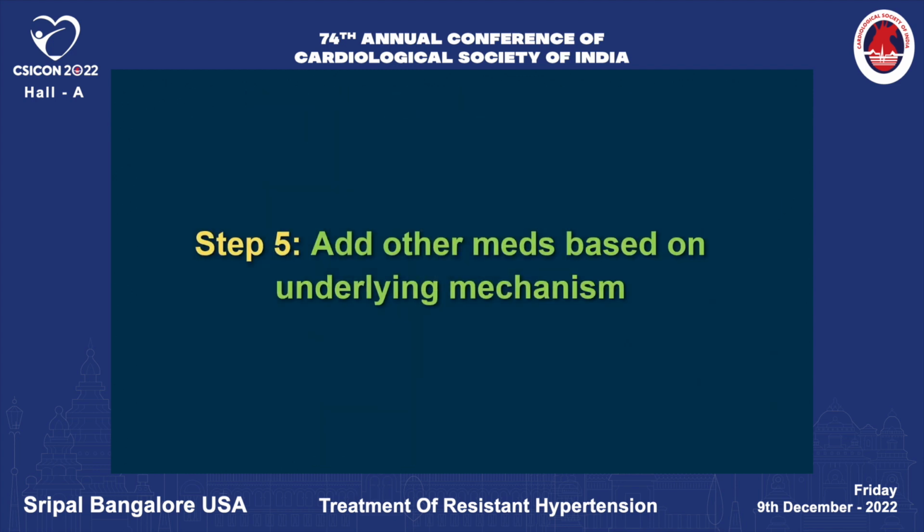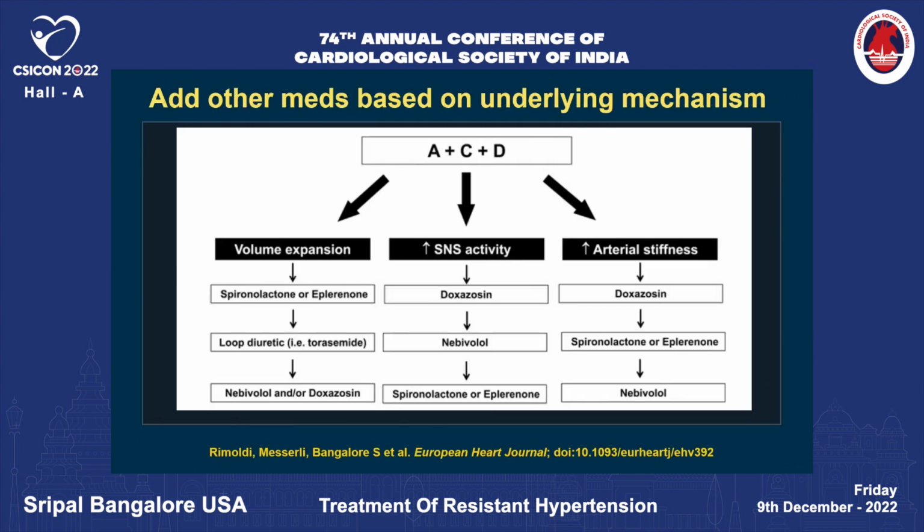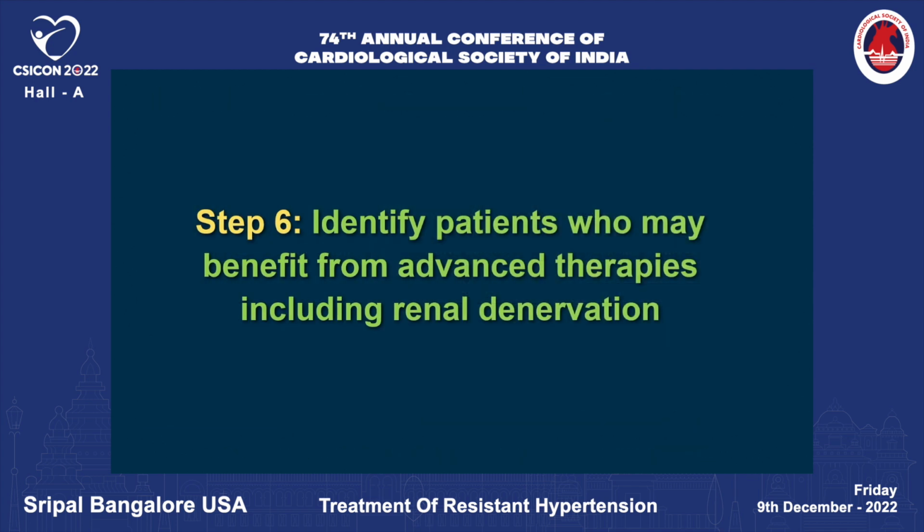Step 5, after all of this, is to add medication based on underlying mechanism. So it's important to categorize patients: is it driven by volume expansion? Is it driven by increased sympathetic activity? Is the hypertension driven by increased arterial stiffness? One of the things to strongly consider is the use of an MRA. And especially at the higher doses, they have been shown to be very potent in patients who have resistant hypertension.